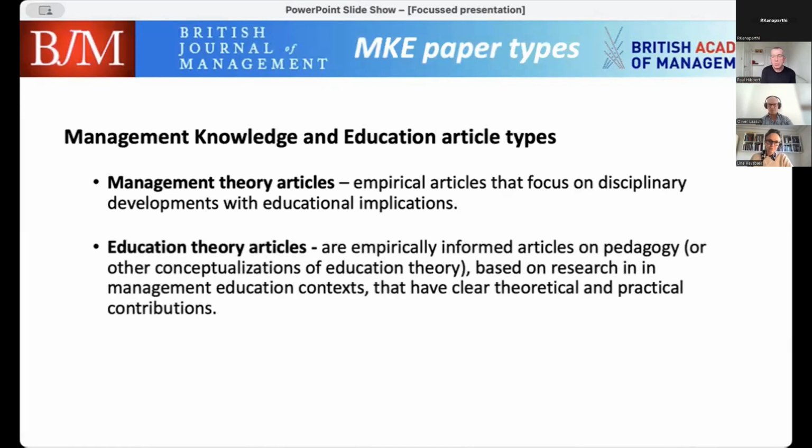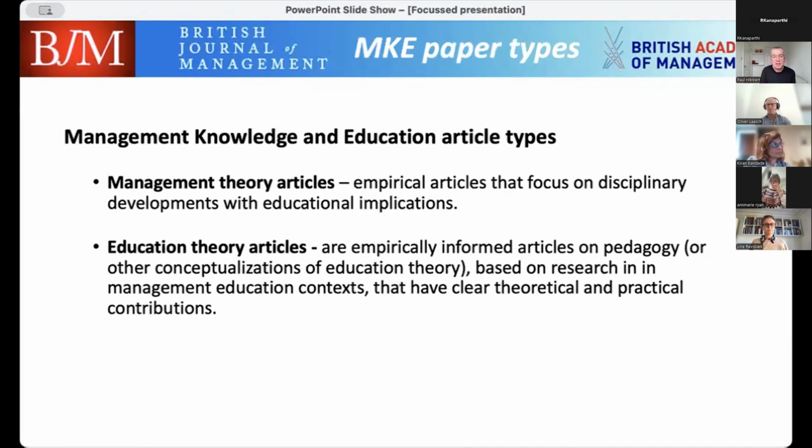Education theory articles are probably the ones you're most familiar with if you've looked at other journals in the management education and management learning space. They're empirically informed articles on pedagogy or other ways of looking at adult education or education theory, based on research in a particular management education context. So it must be either in the formal context of a program, let's say within a business school or executive education, or something that's deliberately about management education and learning in the context of an organization. So it's an education-focused context of some description.